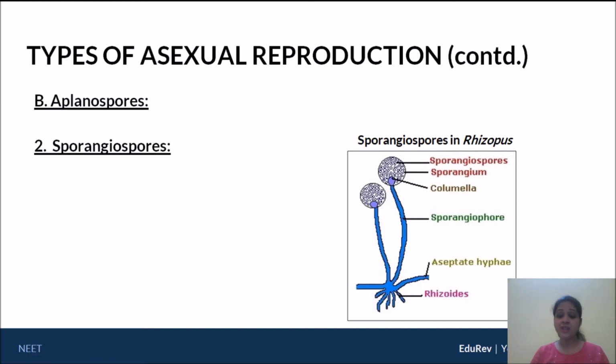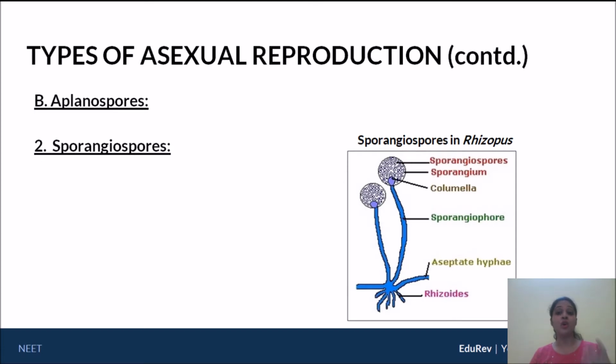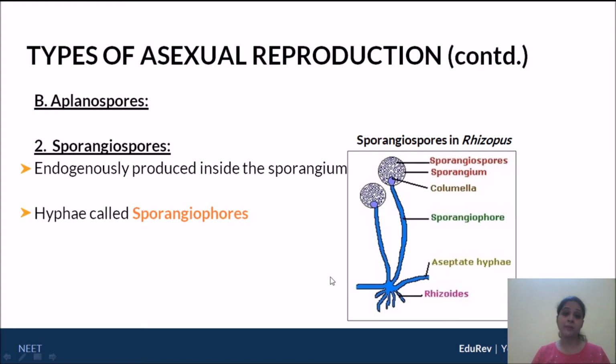So in the previous case, we had the presence of conidiophore, but now we have the presence of sporangiophore. So can we say that these spores are formed within an encapsulated structure? They're formed inside the sporangium. So they are endogenously produced and they're produced on a certain type of hyphae called sporangiophores. So we need to remember these differences. Conidia are exogenously produced, whereas sporangiospores are endogenously produced. This is the characteristic difference between the two planospores.